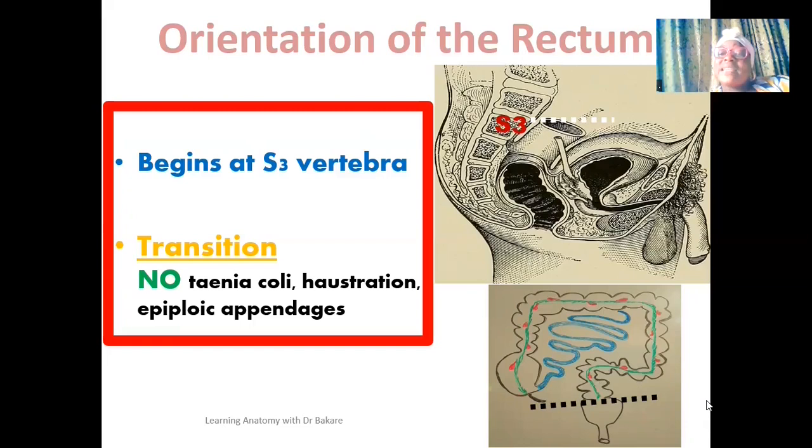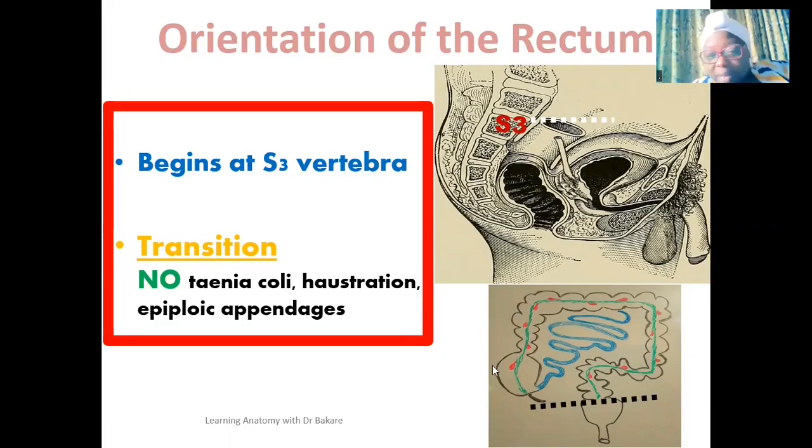And if there is no tinea coli running through its length, it means there is not going to be the formation of infoldings, which are called the haustration or sacculations, created in the wall of the large intestine. And there will not be the deposit of fatty tags, since we do not have tinea coli running through its wall. Fatty tags are deposits on both sides of the tinea coli, and since there are no tinea coli, there will not be fatty tag deposition.